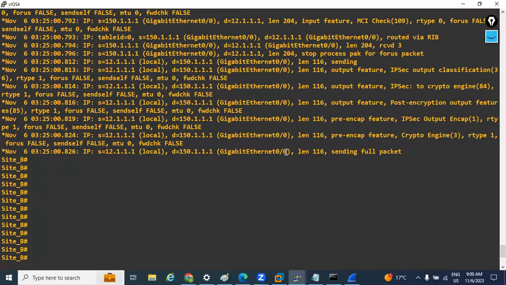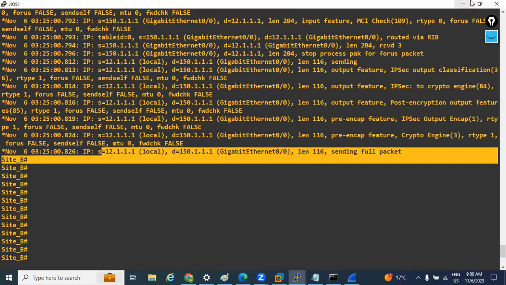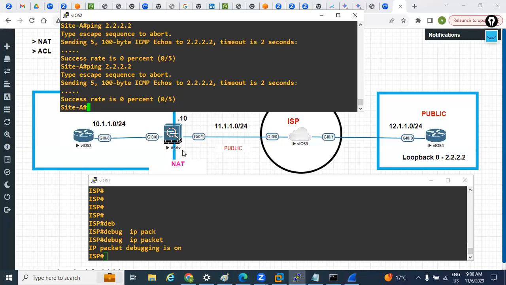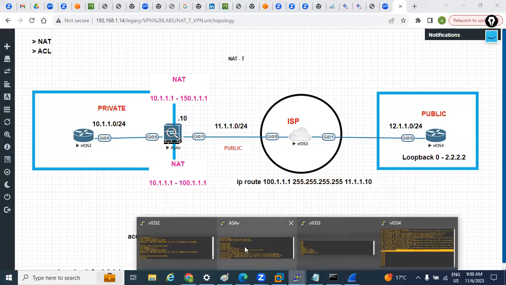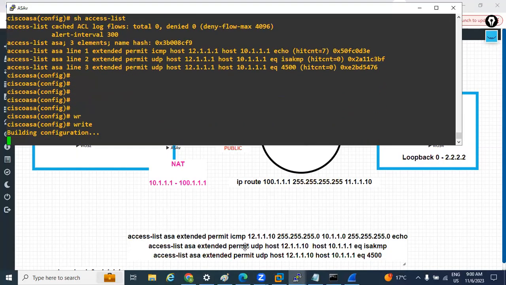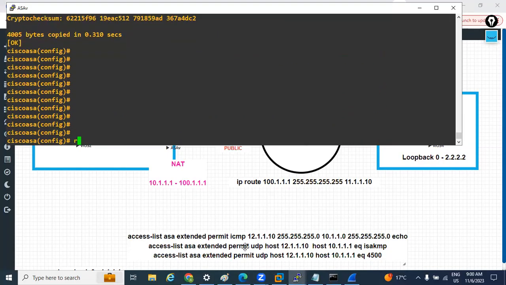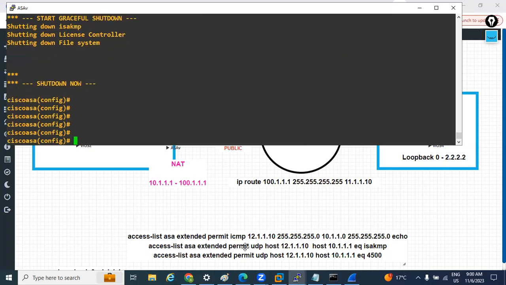Or I have to just restart the ASA. This is sending the packet here. This side, this is already sending the packet. But ISP is fine on ASA. Let me just restart the ASA once. Let me just save the configuration here, right? And now just let me reload the device.